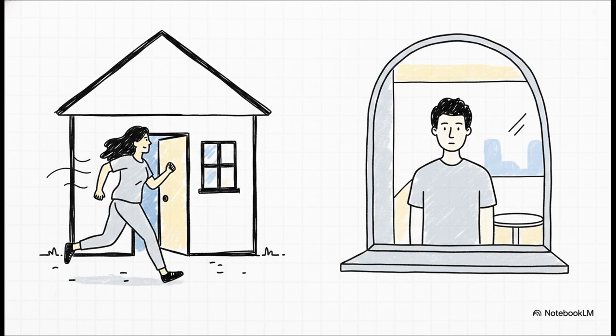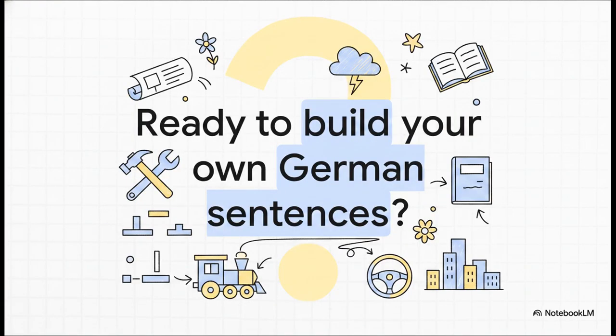But what about a man just standing at the window of a cafe? Ein Mann steht an dem Fenster. He isn't changing locations. He is totally static. That answers wo, so we use the dative an dem. It is the exact same concept applied to literally everything happening in the scene. And there you have it, the whole shebang.